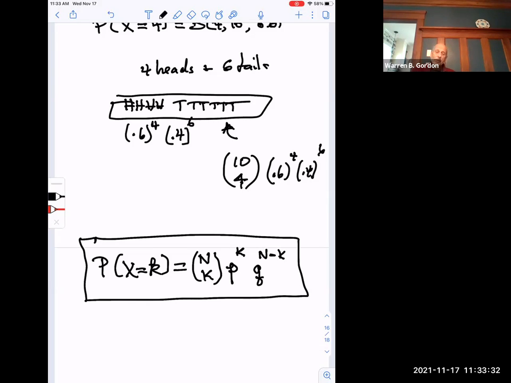We end up with a very simple result. This is the total number of ways you can get K successes from N. Simple combination. And we solve the problem.